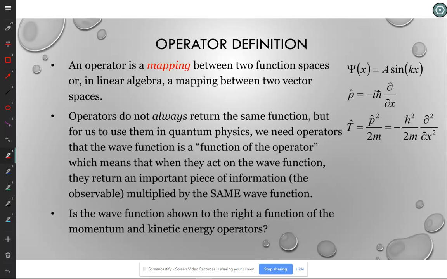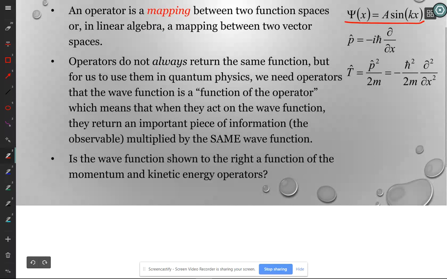And then we have two questions here. Is the wave function shown up here a function of the momentum operator, and is it a function of the kinetic energy operator? I've already told you the answer, but now we're going to do some work just to see. It's going to be a function of the operator if you get the operator back after doing the work. So here's our wave function we're going to test and the two operators. If everything is kosher, I should have P operator acting on psi is equal to P times psi.